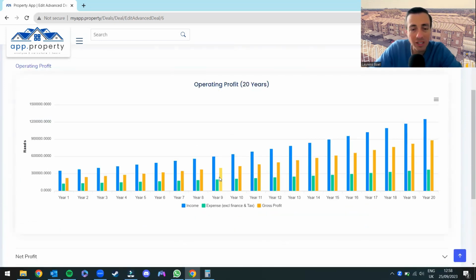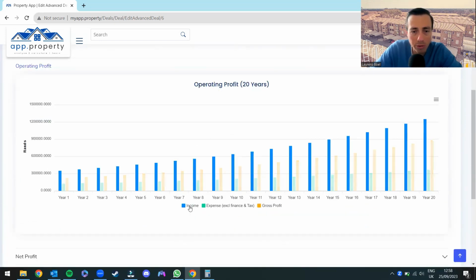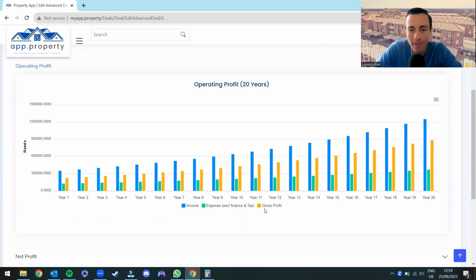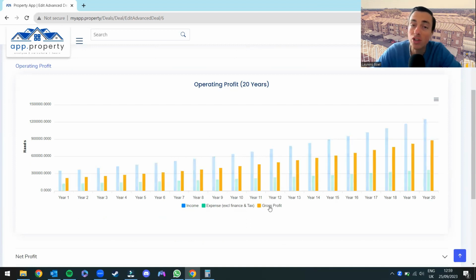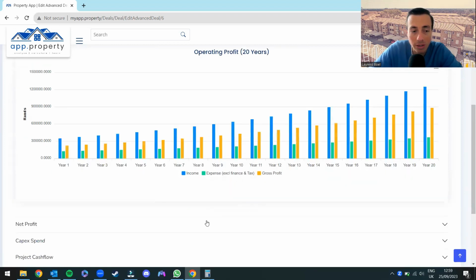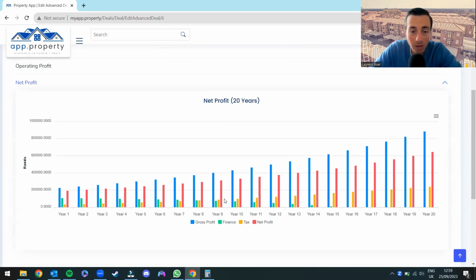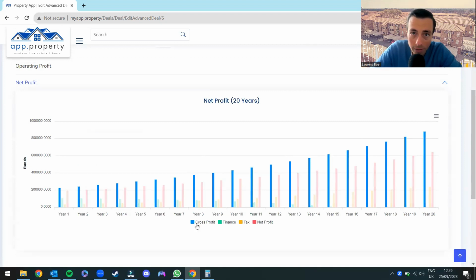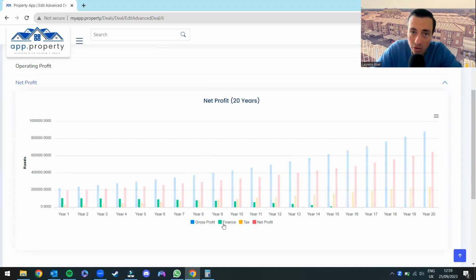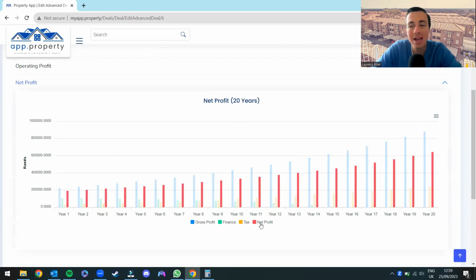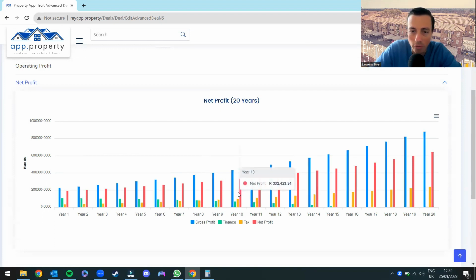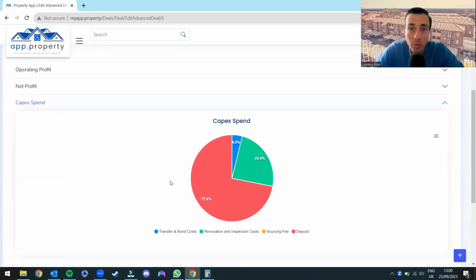Then we have operating profit. This is showing you over the next 20 years what your income is, which is in blue, your expense, which is in green, and then your gross profit. So this is excluding your finance costs and excluding your tax. If you want to see those numbers, you go to your net profit. And that's what this is showing you. It's showing you your gross profit, which is the blue, your finance costs, your tax in yellow, and then your net profit. That is your post-finance, post-tax profit at the end of each year. And then if you hover over each one, you can start to see what the numbers are specifically for that year.